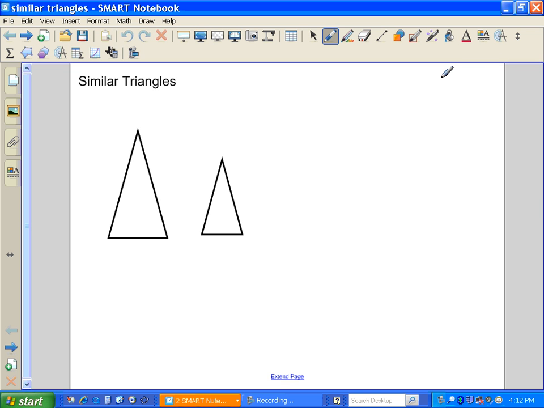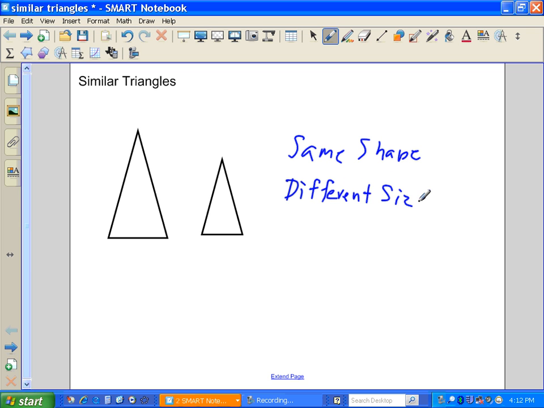Hi folks, today we're going to talk about similar triangles. The word similar in itself means that you're going to have two shapes that are the same shape but different sizes. The symbol that we're going to use for similarity is a little sideways squiggle. Okay, let's go to the next page.